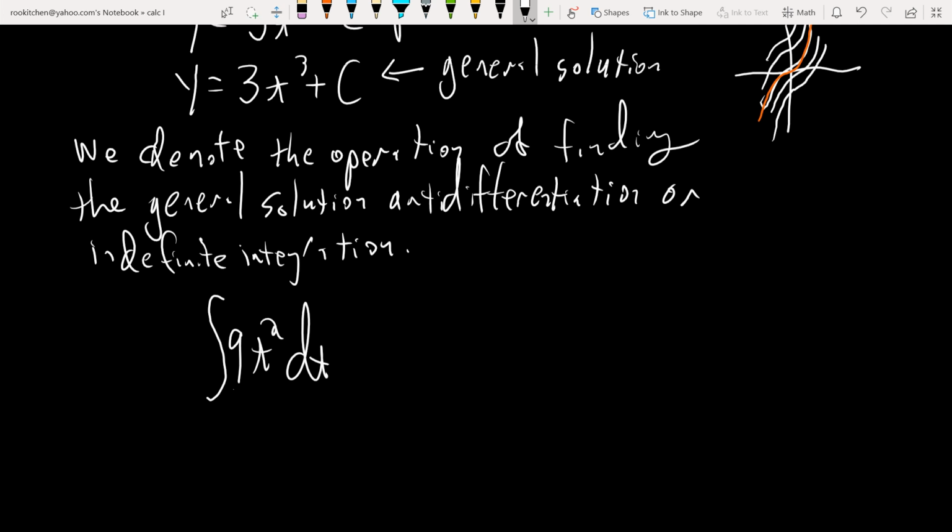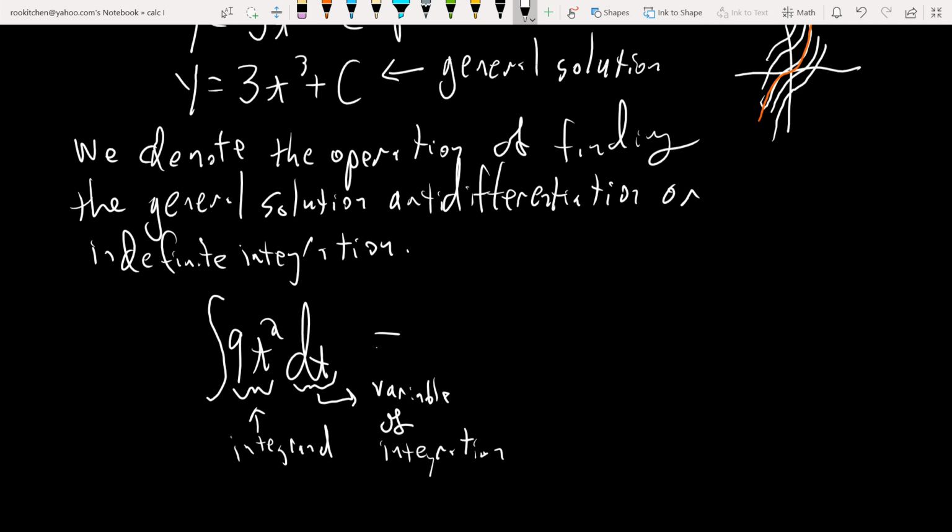The 9t squared, the thing inside the integral, is going to be called the integrand. And the dt symbol is going to be the variable that you're integrating with respect to. Okay, so this is the variable of integration. And this is called indefinite integration. Later we'll have definite integration, but this is equal to that general solution we got above. So you're going to have to remember to always include that plus c.